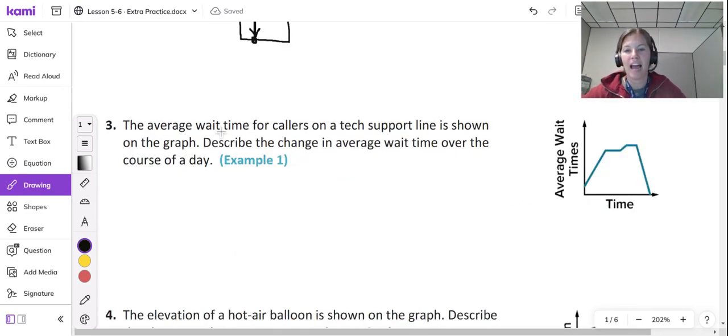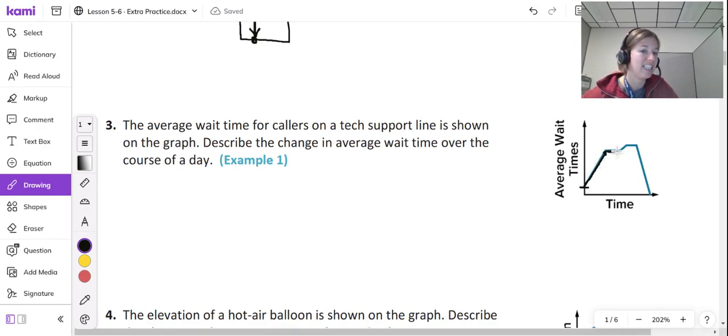This one's talking about the average wait time for callers on a tech line shown on the graph. Describe the change in average wait time over the course of a day. Well, as you know, there are busy times and less busy times during a day when you call somewhere, or when you go to a restaurant, or when you do certain things. So we're talking average wait time here. It may be 5 minutes. We don't need numbers necessarily. It's a low wait time to start. That wait time increases as the day goes on.